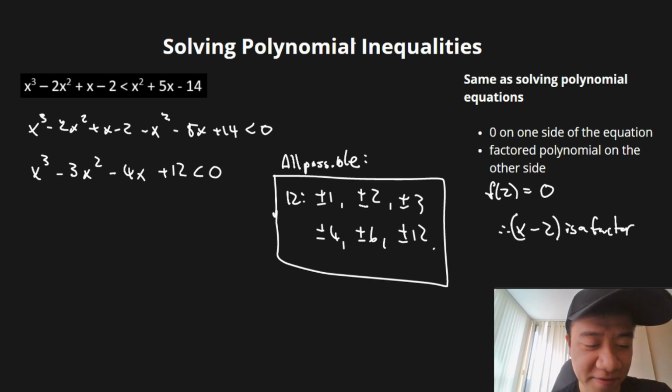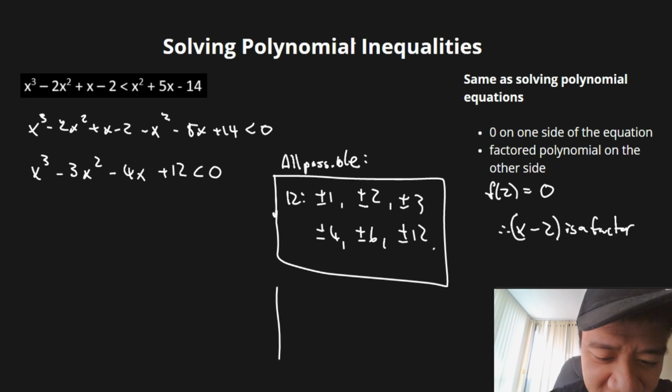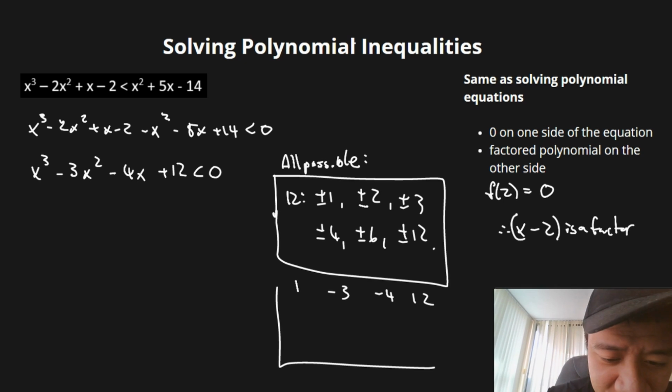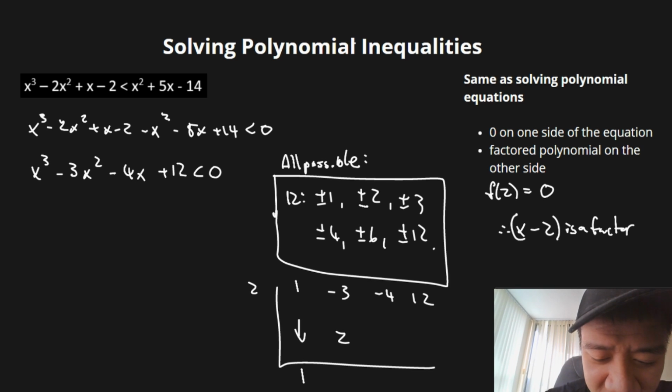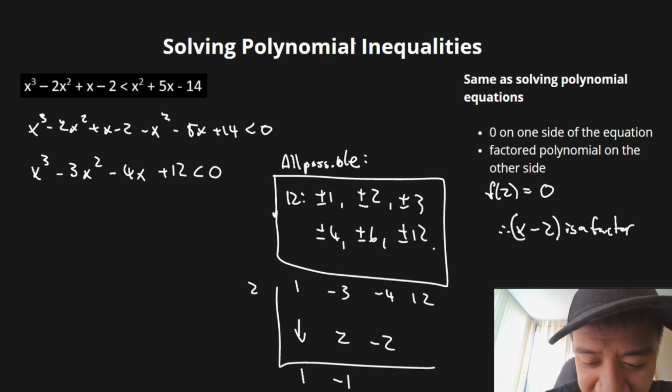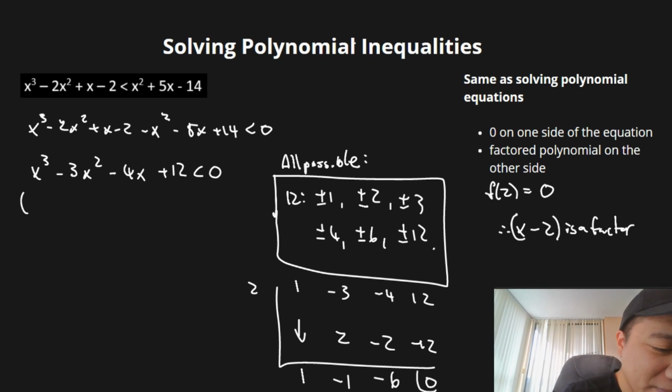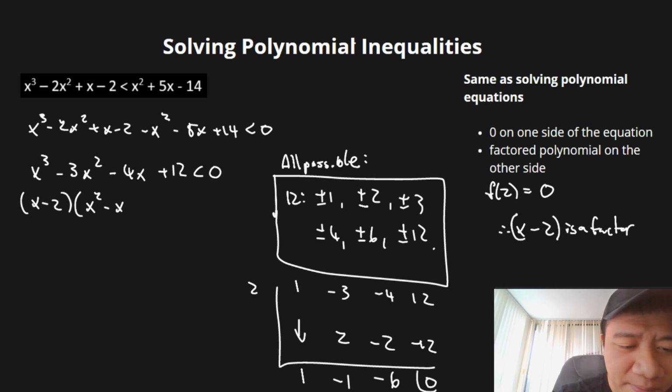Okay, so let's do our synthetic division and get the rest of our polynomial. We have 1, -3, -4, 12, and 2. 1 times 2 is 2. -3 plus 2 is -1. -1 times 2 is -2. -4 plus -2 is -6. -6 times 2 is -12, and that equals 0. So in our brackets we have x minus 2, and then x squared minus x minus 6.